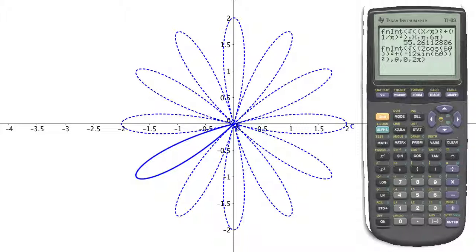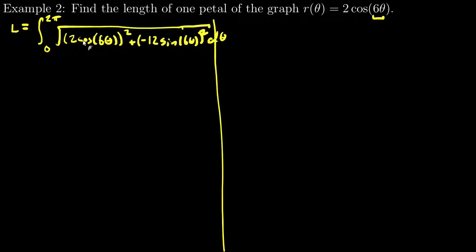I'll show why the other method that I chose. So I can do this, and once I get that, divide it by the 12 petals to get my final answer.